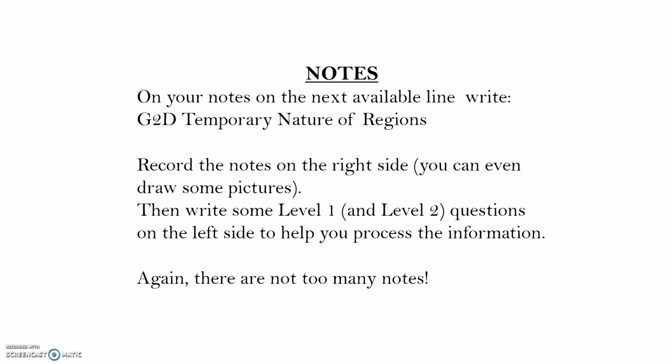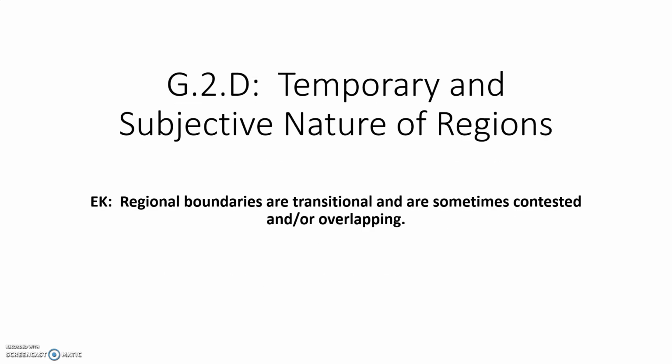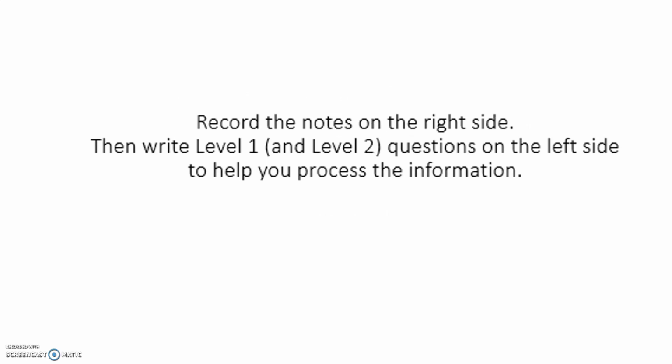Okay, last thing, it's like one slide. On your notes, next available line, please write G2D, temporary nature of regions. You're going to record your notes on the right-hand side. Try and make a question or two on the left just to help you process. This is all about temporary and subjective natures of regions, meaning that regions do not stay the same, and they also can change due to nature. Our EK is that regional boundaries are transitional and sometimes contested or overlapping.